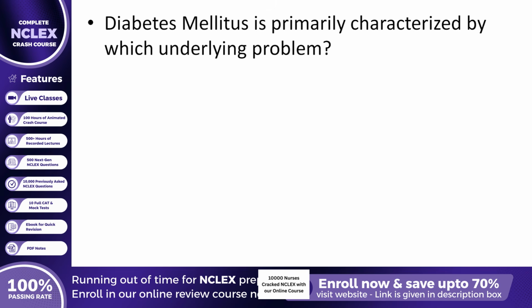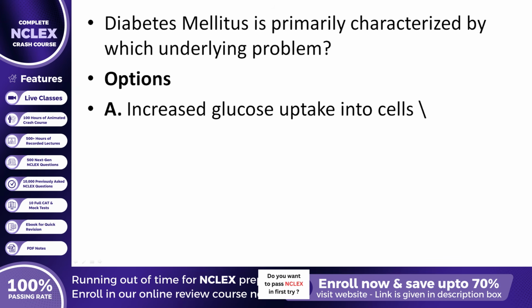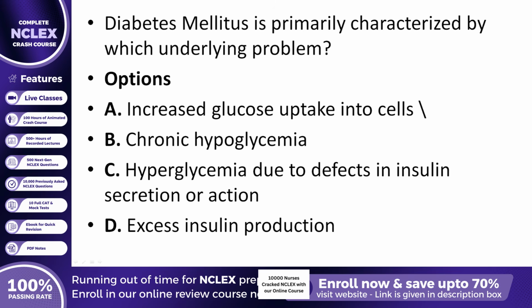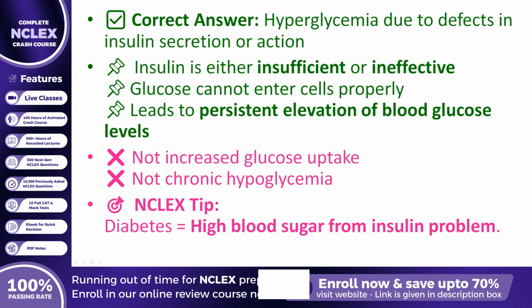The question asks, diabetes mellitus is primarily characterized by which underlying problem? The options include increased glucose uptake into cells, chronic hypoglycemia, hyperglycemia due to defects in insulin secretion or action, and excess insulin production. Now, think carefully. The correct answer is hyperglycemia due to defects in insulin secretion or action, and here is why. Diabetes occurs because insulin is either insufficient or ineffective, leading to persistent elevation of blood glucose levels. It is not increased glucose uptake, and it's certainly not chronic hypoglycemia.